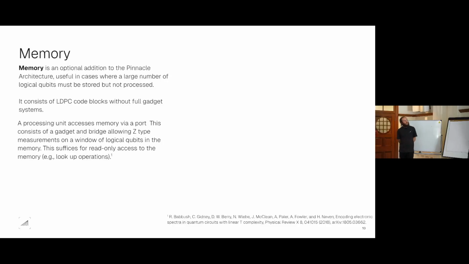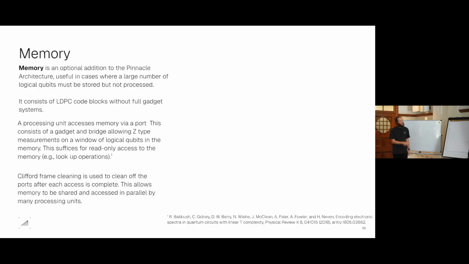So the idea then, how do we use this memory? Well, you have ports. A port is what allows a processing unit to access a window of W logical qubits of the memory at a time. This basically amounts to just one gadget and one bridge that's tailored specifically to allow us to do the kinds of measurements that we need to access that window of memory. For the kinds of operations that we need, these lookup operations that you need for RSA, it suffices to just be able to do measurements that act as Z-type measurements on that window of qubits, and then you're able to bridge or adapt that across to the processing unit to do arbitrary logical measurements in the processing unit.